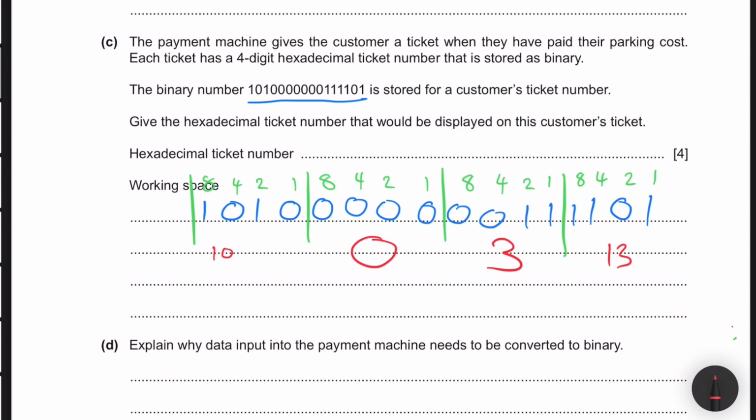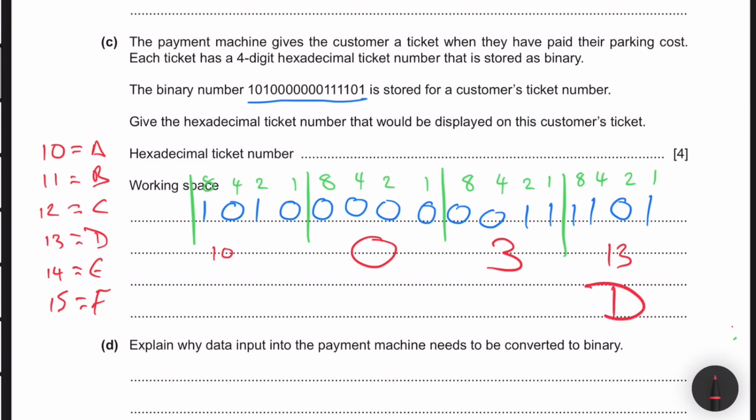Okay, so in hexadecimal, when we get up to 10, 10 equals A, 11 equals B, 12 C, 13 D, 14 E, and 15 equals F. So here we've got 13, so this would be D. This obviously remains the same, 3, that remains the same, 0, and then here we've got 10, which would be A. So the correct answer is A03D. Okay, so the number we're looking for here is A03D.